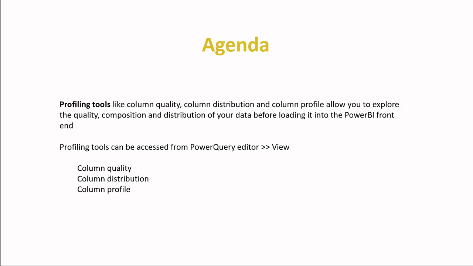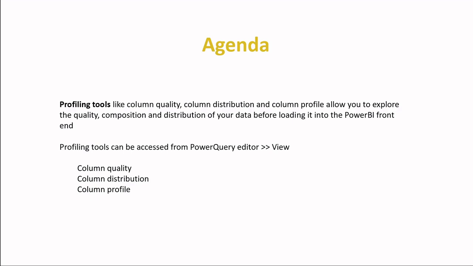Let's say you have millions of rows, then how would you identify that there is something wrong with the data in a particular column, or whether the data accuracy is fine or not, or how the trend is across all the values available within a column? That is all about the profiling tool. The major profiling tools that we have are column quality, column distribution, and column profile. We'll learn through these in detail in this section, and how we can access those profiling tools under Power Query Editor in the view section.